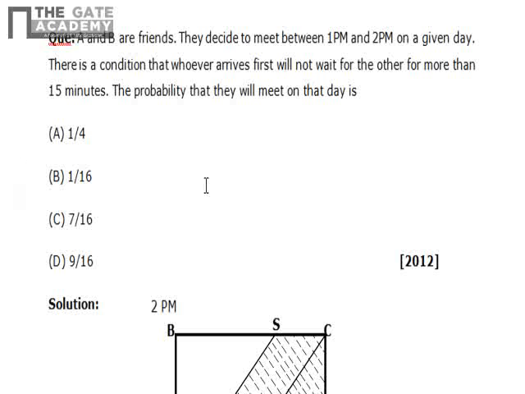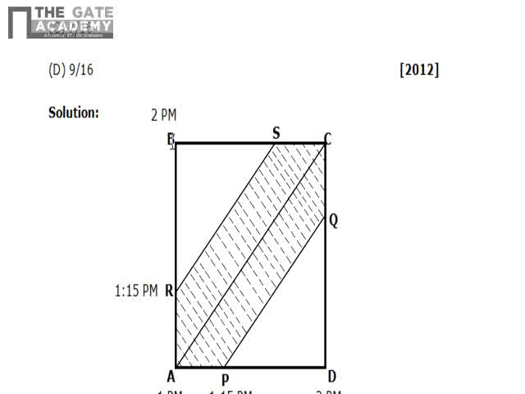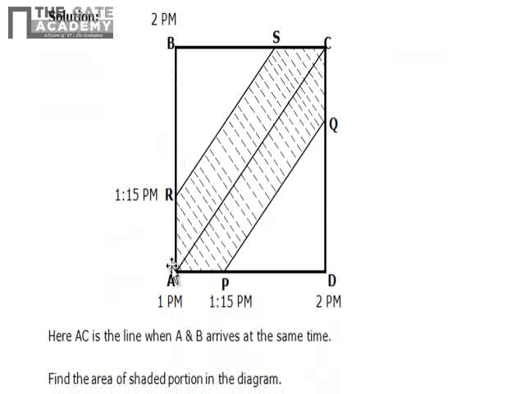Now the next problem, it is a very good problem. Please have a careful look at the solution. A and B are friends. They decide to meet between 1 p.m. and 2 p.m. on a given day. There is a condition that whoever arrives first will not wait for the other for more than 15 minutes. The probability that they will meet on the day is. Now we will solve this by the graphical method. Because this is an integral type problem, the graphical way is very easy.